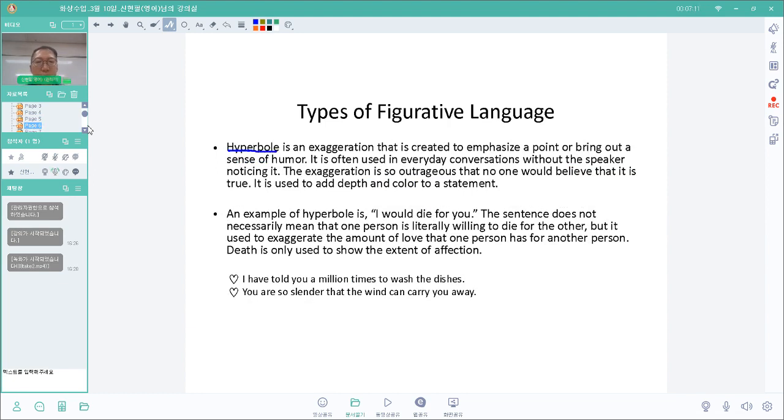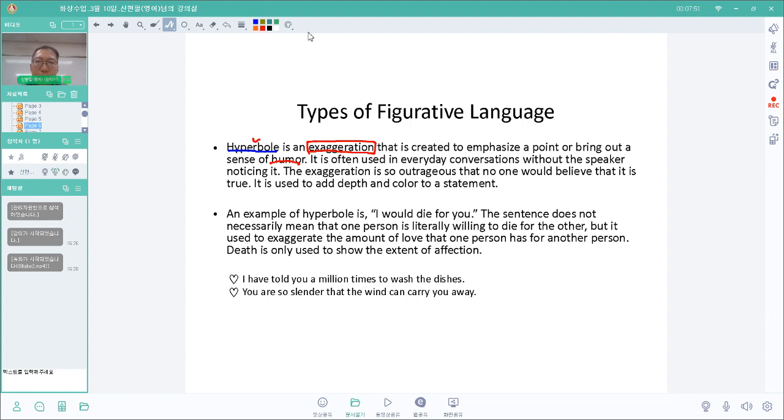Hyperbole is an exaggeration that's created to emphasize a point, bring out a sense of humor. It's oftentimes used in everyday conversation without a speaker noticing it. Exaggeration is so outrageous, no one would believe it is true, but it's used to add depth and color to a statement. So as you guys know, hyperbole is an exaggeration. Sometimes you're making exaggeration in order to make a humor, or when you want to emphasize the meaning, you use hyperbole.